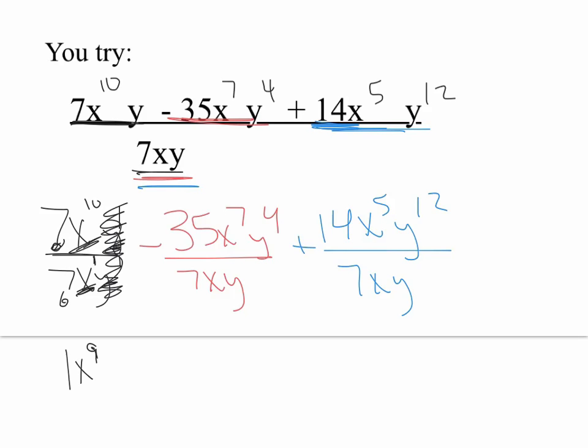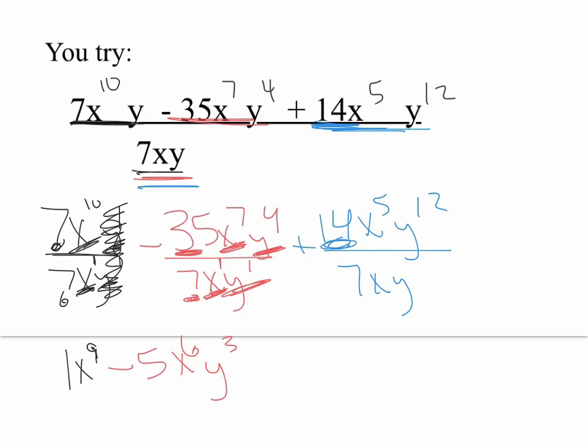Then we'll look at our middle term. So divide our coefficients. So negative 35 divided by 7. So negative 5. And subtract our exponents. So x to the 7th, this would be like x to the 1st. So 7 minus 1 will give us x to the 6th. And then look at our y's. So y to the 4th, same thing, this would be y to the 1st. So 4 minus 1 will give us y to the 3rd.